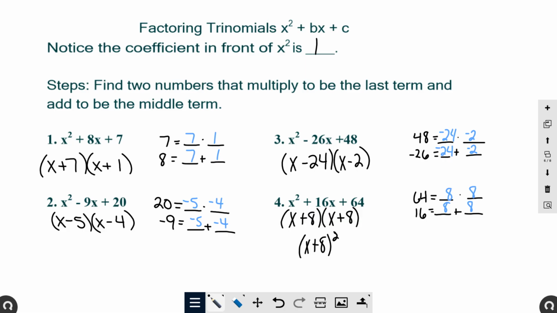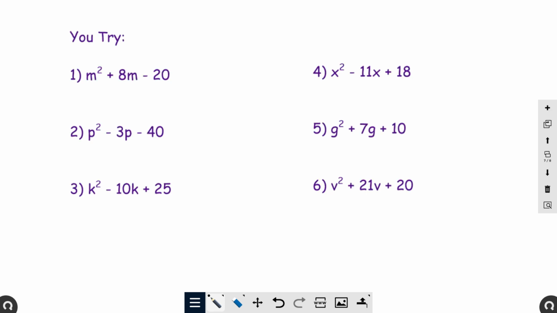Y'all remember this? Who took it last semester? Hopefully it's still there. I like doing the scrap work, but you don't have to. Again, if you know your times tables and can add pretty quickly, fine, but if not, do your little scrap work to the side. And here are some you-try problems.